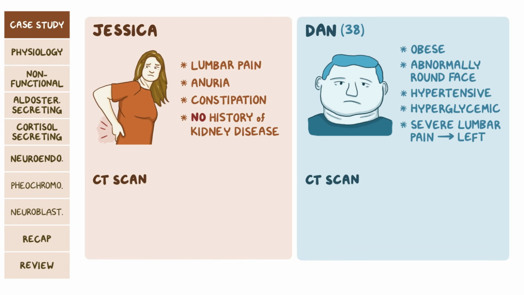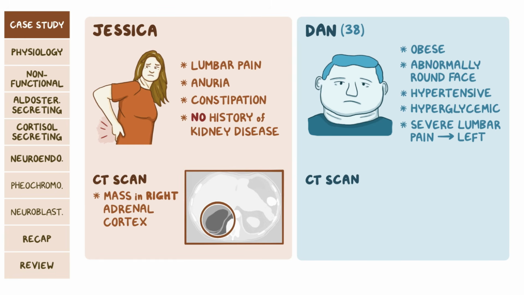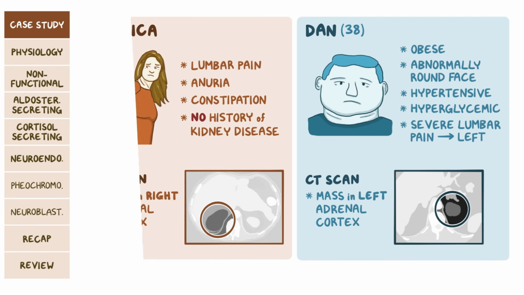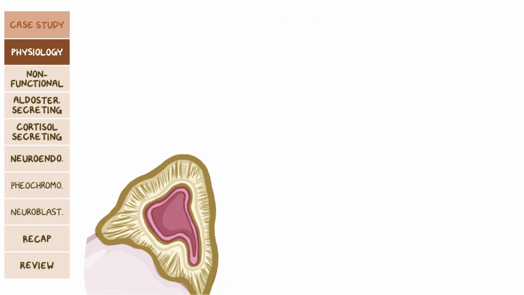Abdominal CT scans were obtained for both. In Jessica's case, imaging detected a mass in the right adrenal cortex. In Dan's case, CT detected a mass in the left adrenal cortex. Okay, so both seem to have some type of adrenal masses. But first, a little bit of physiology.